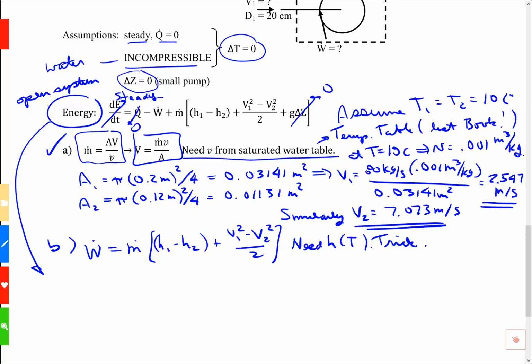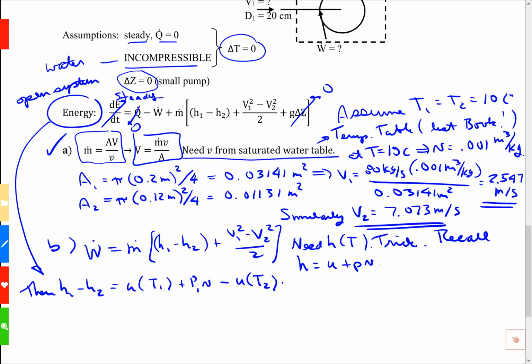I'm going to say, recall that H equals U plus PV. And then I'm going to write H1 minus H2. H1 minus H2 can be written as U at T1 plus P1 times little v minus U at T2 minus P2 times little v. Now I wrote little v without subscript because it's incompressible. It's the same value both times.